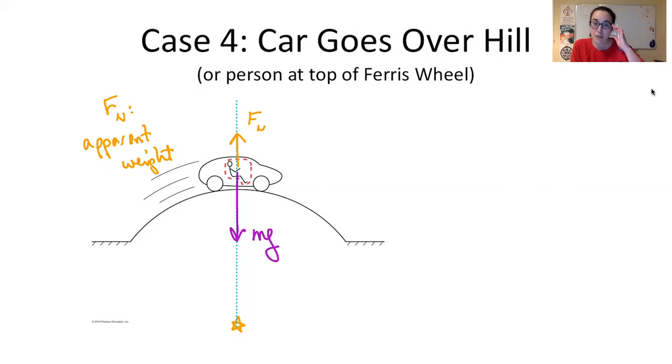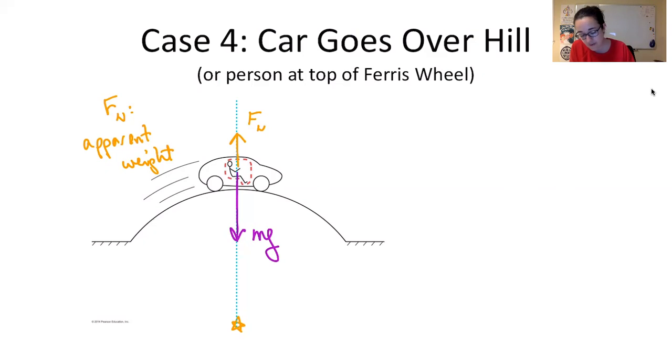One of the reasons I know Fn will be less than mg is the net force has to be inward. We need a net inward force to have circular motion. And so mg must exceed Fn. That helps me think about how these forces relate to each other.